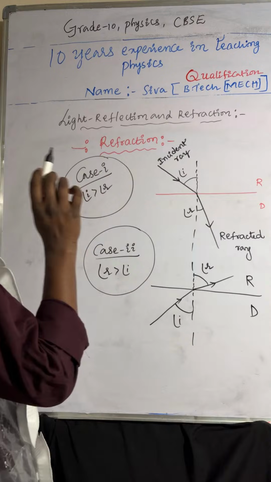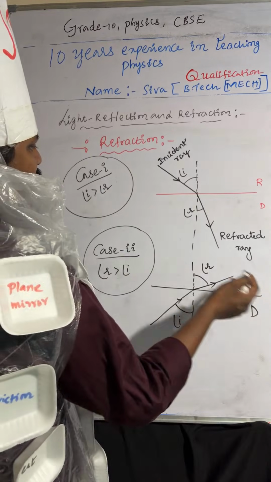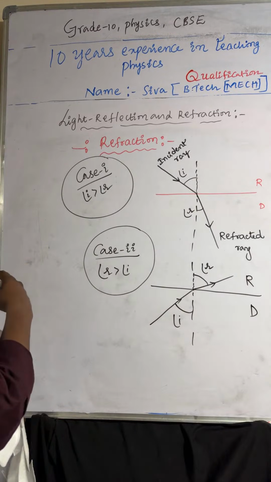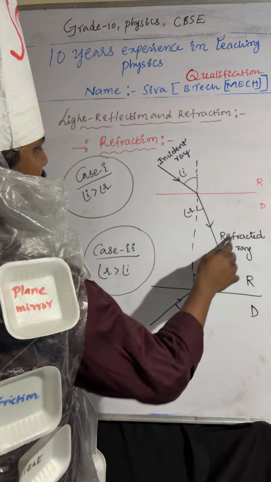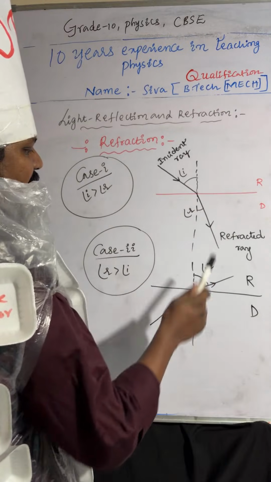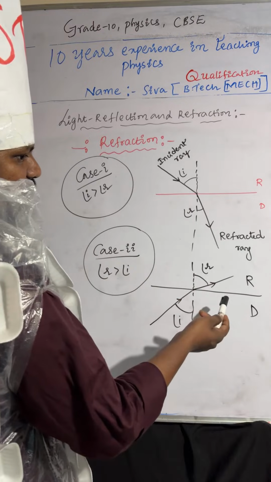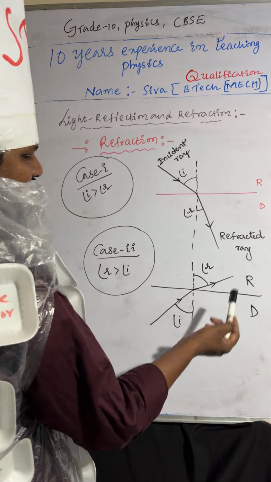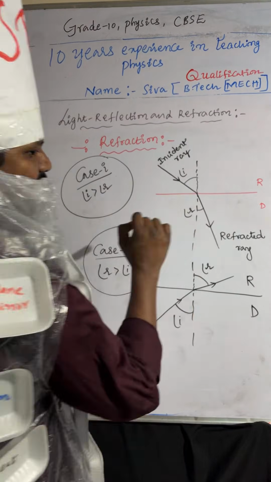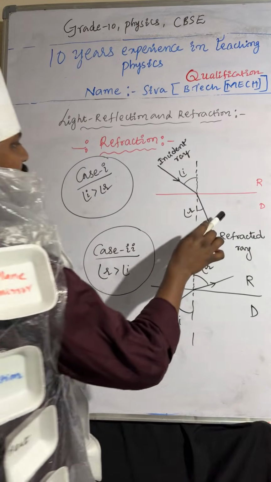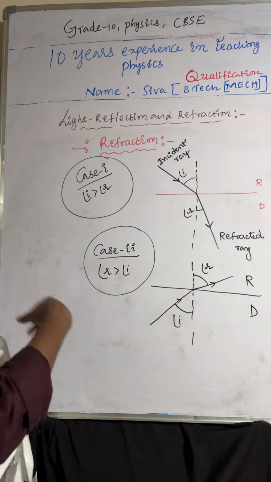When a light ray is passing from rarer to denser, it bends towards the normal line. If it is moving from denser to rarer, it moves away from the normal line. The reason behind this is, when it is passing from rarer to denser, in the denser medium the speed of light is less. When it is passing from denser to rarer, in the rarer medium the speed of light is more. And one more thing, the refractive index is more in the denser medium compared to the rarer medium. So these are the reasons.